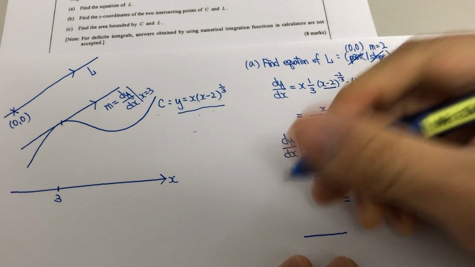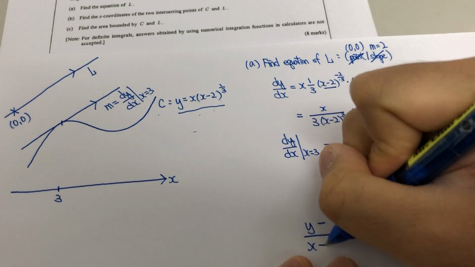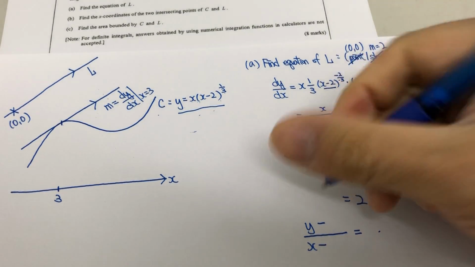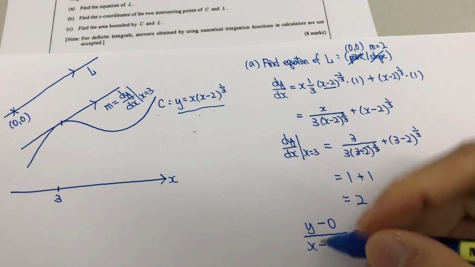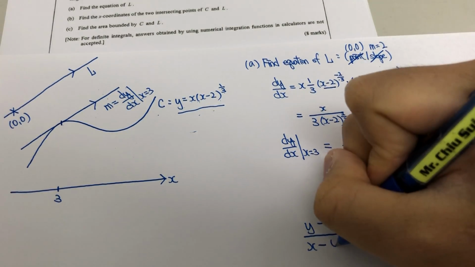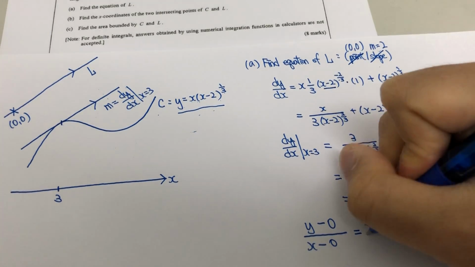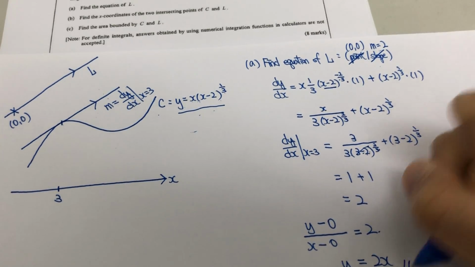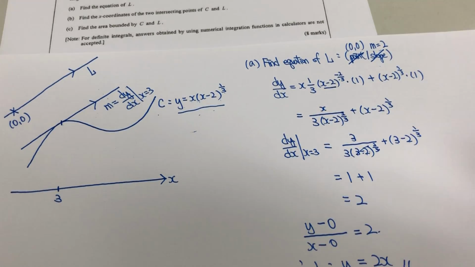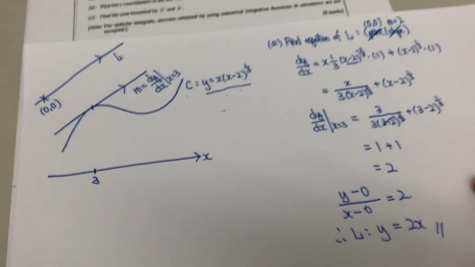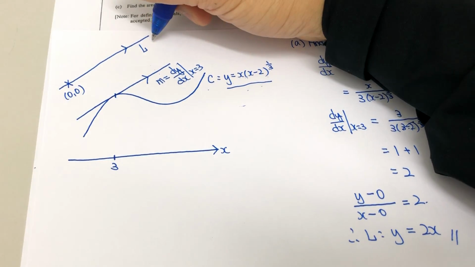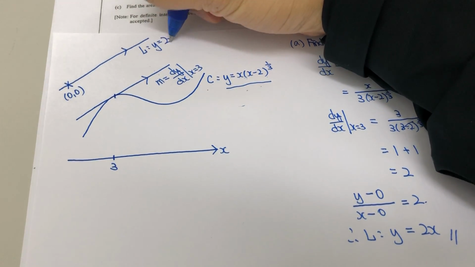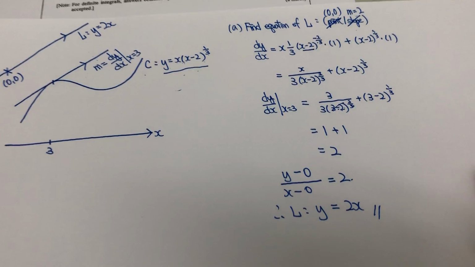So first of all, we use y minus and then x minus, and then it becomes the slope. Y minus the y coordinate over x minus the x coordinate, and then becomes the slope, which is 2. So that we have y equals 2x as the equation of L. Okay, so now here I could put it down. For L, the equation is y equals 2x. This is part A.